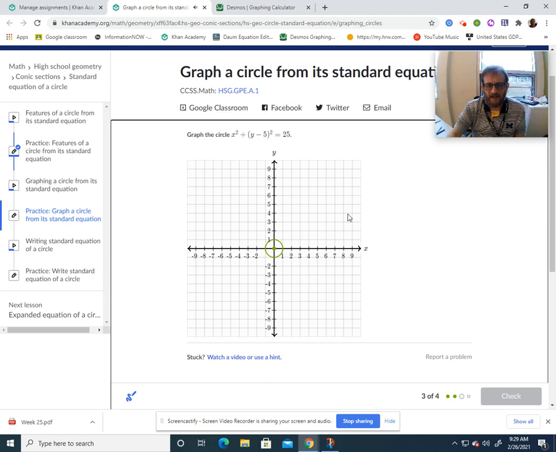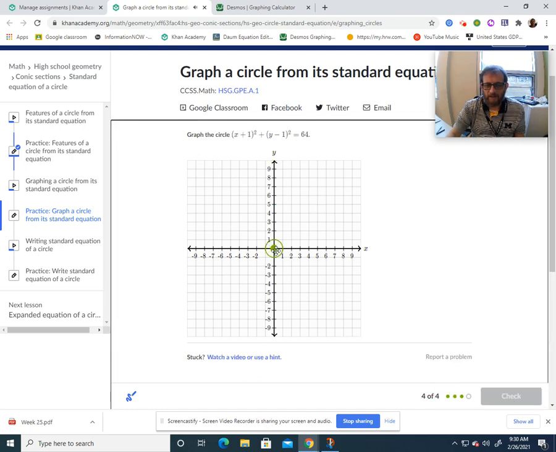All right, the x is not moving. We're not moving left or right. We didn't add anything. We're going up 5. And now we have a radius of 5. The square root of 25 is 5. So that's 1, 2, 3, 4, 5. Gives us a radius of 5 and a center of 0, 5.